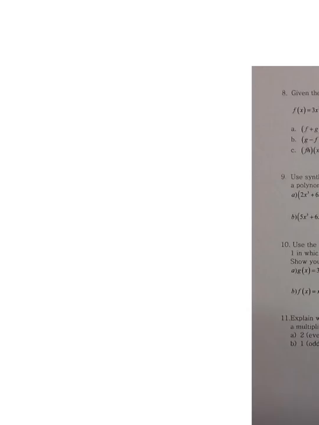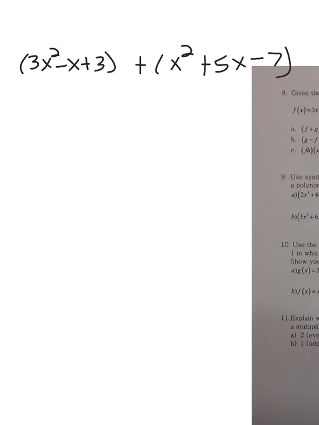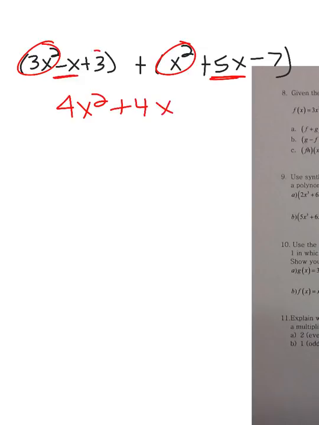Okay, so 8a, we're going to use parentheses because we have polynomials, so it's 3x squared minus x plus 3. Add that to x squared plus 5x minus 7. Since we're adding, you just combine like terms. So it's 4x squared, right? Add these squares. Negative x plus 5x is positive 4x. And then 3 minus 7 would be negative 4.